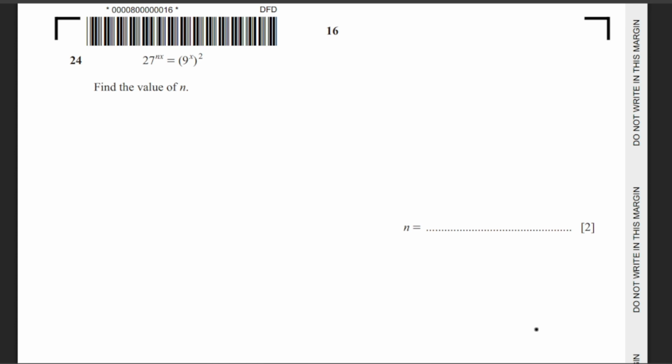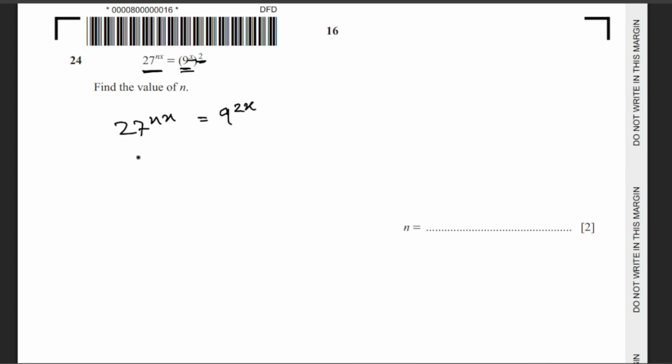Now the last question. Find the value of n. What we need to do over here is turn this 9 into 27, or the other way around. We need to make the bases equal. So first thing, simplify 27 to the power of x. If you don't understand indices, check out my video on indices. It's super helpful and explanatory. When you have a bracket where an index is put to the power of another, you just multiply them. So you would get 2x in this case.